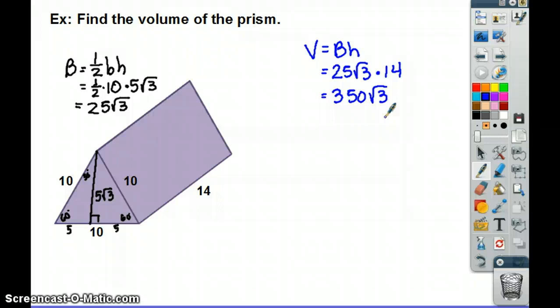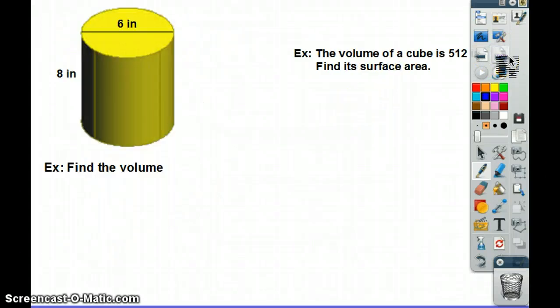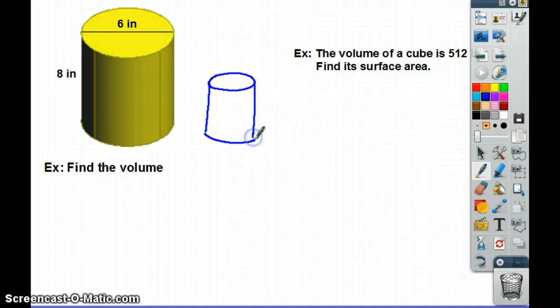Okay, let's try one more of these volume problems. We're actually going to do the cylinder problem. To draw the cylinder, if you have a geometer handy, I would use one of the ovals and then draw half the oval below it and then connect them up, and you've got your cylinder.